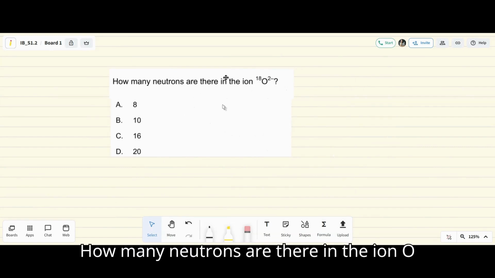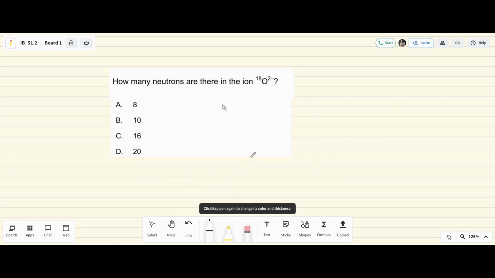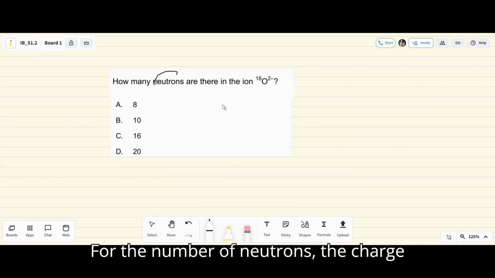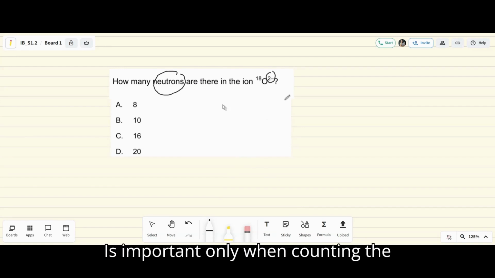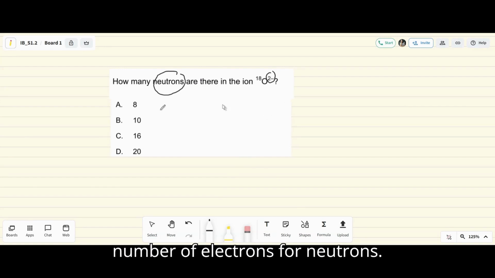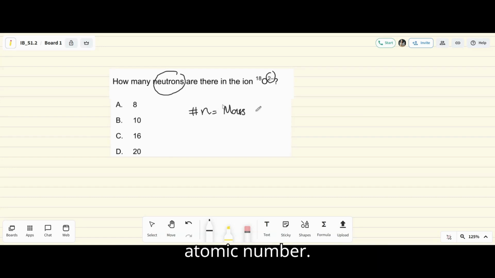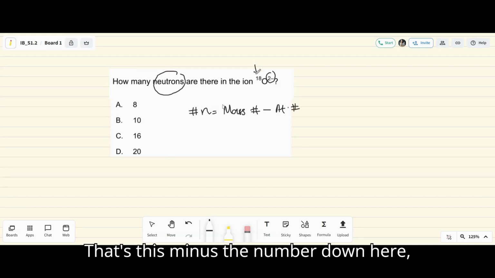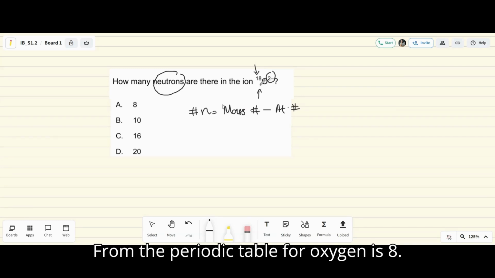How many neutrons are there in the ion O-18, 2 minus? For the number of neutrons, the charge does not matter. Charge is important only when counting the number of electrons. The number of neutrons is the mass number minus the atomic number. That's this minus the number down here from the periodic table for oxygen, which is 8.